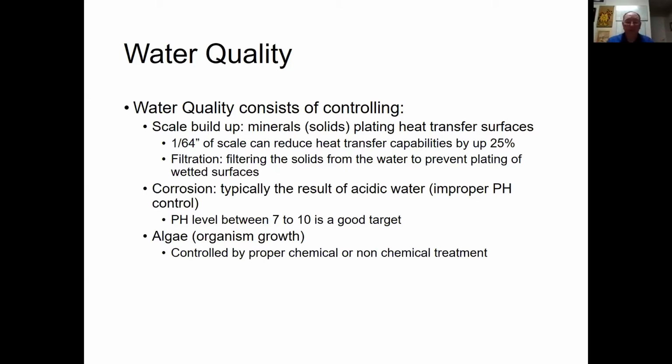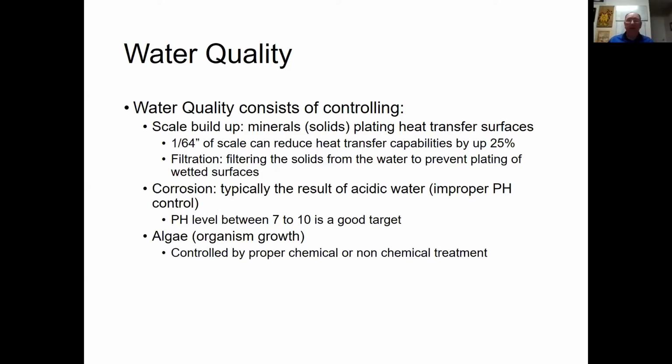Your water pH needs to be under control. 7 to 10 is a typical good target to control your pH so you don't get acidic water to start eating the materials that your channels might be in. And you also need to control algae or organism growth. That's typically done with chemical treatment or non-chemical treatment. With today's advances in technology, there are a lot of non-chemical treatment products on the market. Some work, some don't, but chemical treatment is the alternative to that.